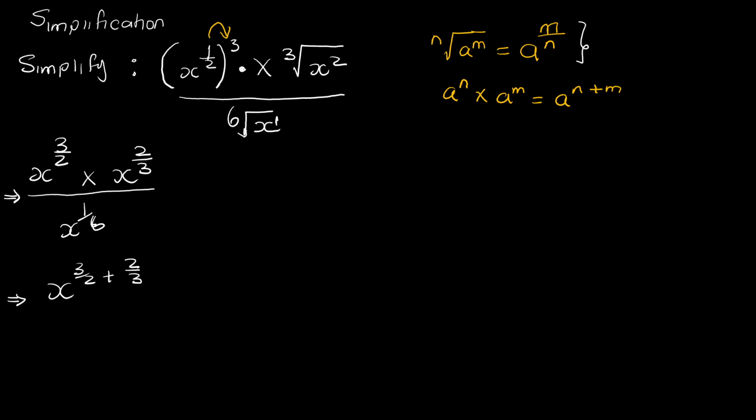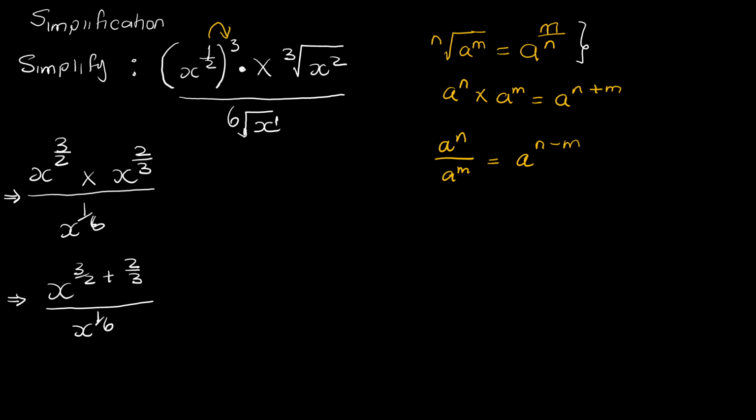Remember, they will say without using a calculator, so that's why I'm going to take this step by step. Everything is divided by x to the power 1 over 6. So far, we can apply the second law of exponents that says if I have a to the n divided by a to the m, the bases are the same, I'm going to subtract the exponents. So I'll write this as n minus m.